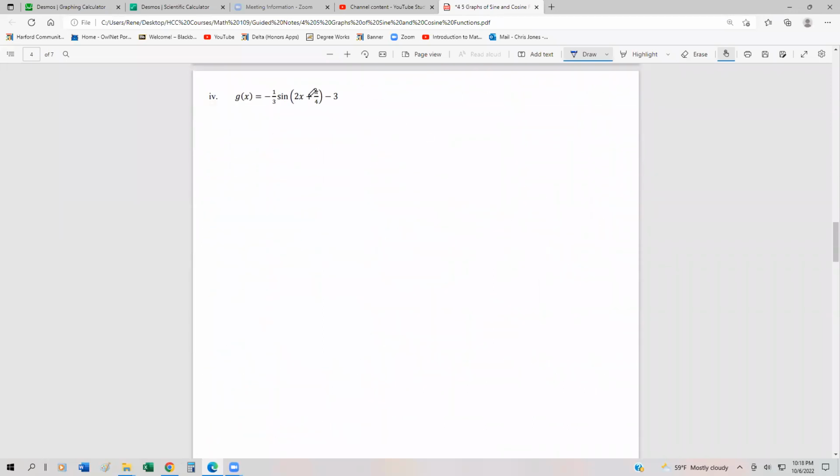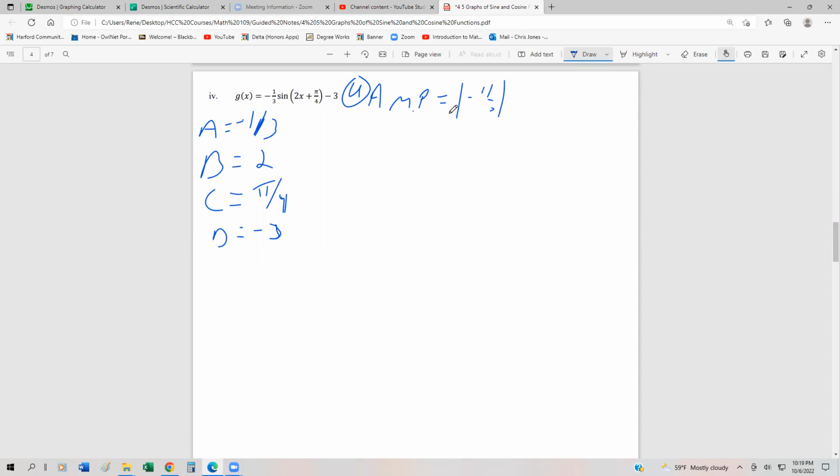We have this negative 1/3 sine of 2x plus pi fourths minus 3. Identify A, B, C, and D. A is negative 1/3, and we know that B is going to be 2. C is going to be pi fourths, and D is going to be equal to negative 3. And so amplitude is going to be the absolute value of negative 1/3, which is 1/3. So we have a pretty low function with this, in other words, the sine wave is going to be pretty close together.